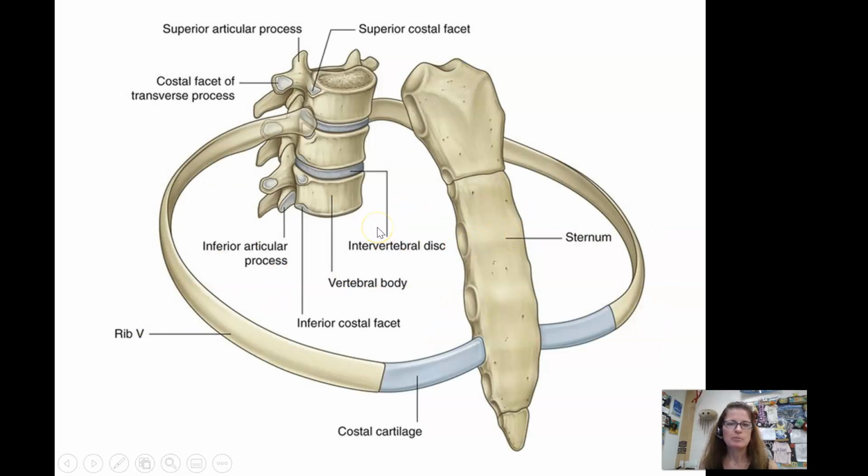So just different views depending on which one helps you see the picture. Head of the rib touching the body of the vertebra. Neck, tubercle will be here. You've got the shaft or the body of the rib, costal cartilage, and then your sternum.